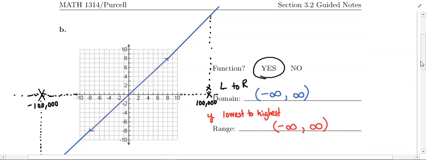This line extends and covers the entire x-axis and the entire y-axis. So the domain and range are both all real numbers.